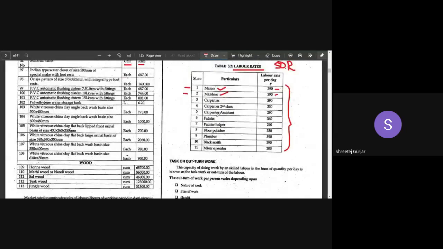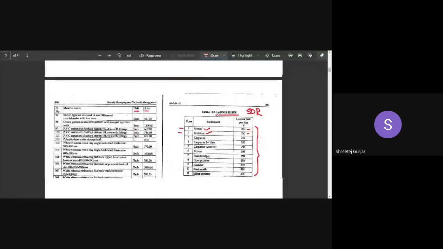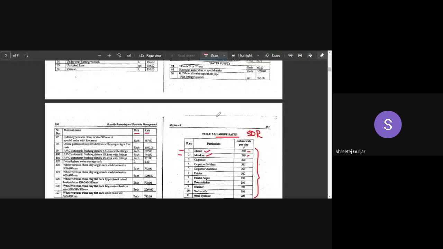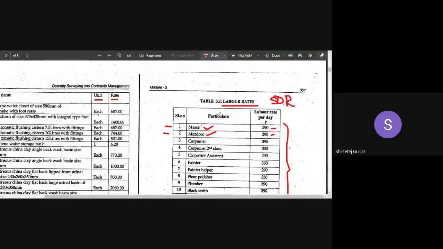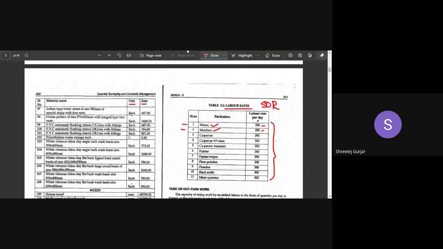Is this part clear, regarding rates of materials and rates of labors, and how we adopt these rates? Is this clear, guys? Yes. Yes, sir. Bahubali, Aziz, okay. Chetan, I hope it is clear. Yes, sir.